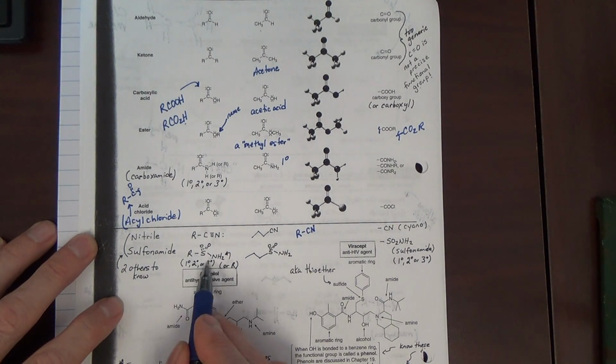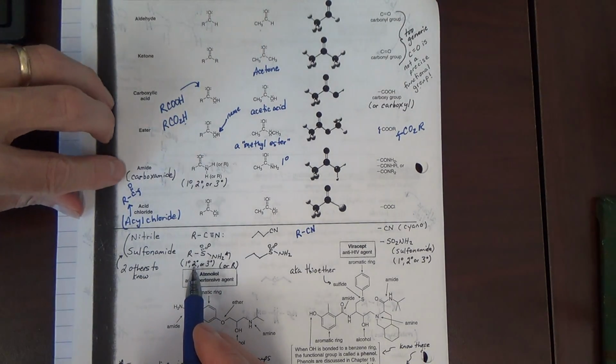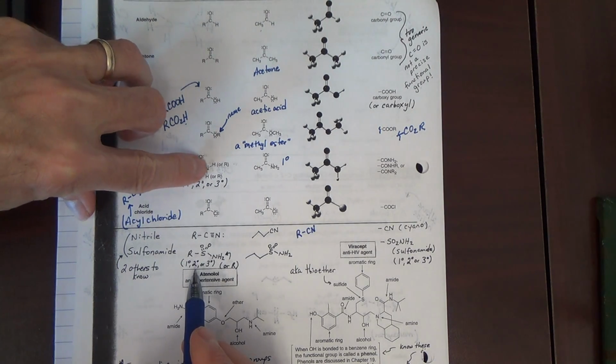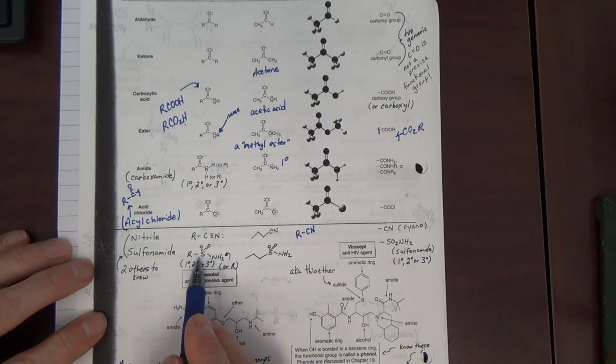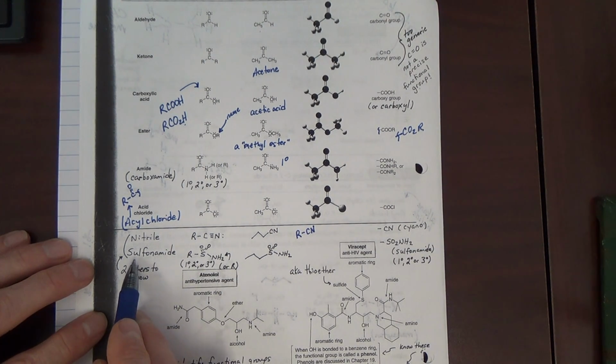Next is sulfonamide. This is actually analogous to the carboxamide. So that was R carbonyl nitrogen. This is R sulfone nitrogen, or SO2, which is known as a sulfone. So it's a kind of a sulfonamide, and that's sort of shortened to sulfonamide.